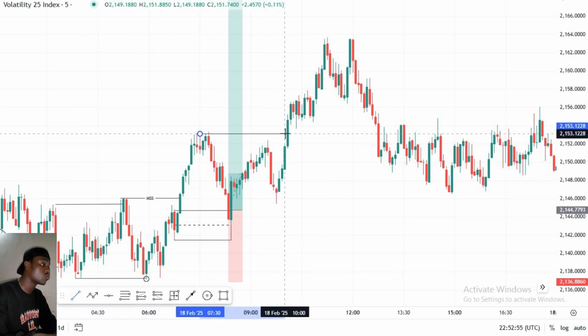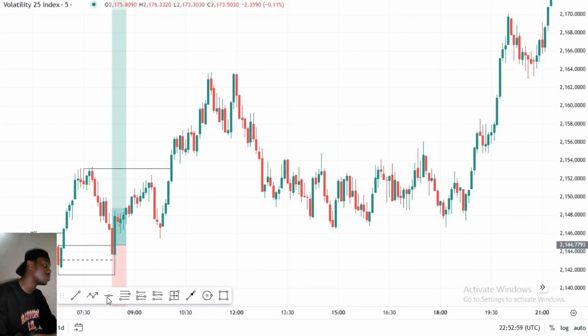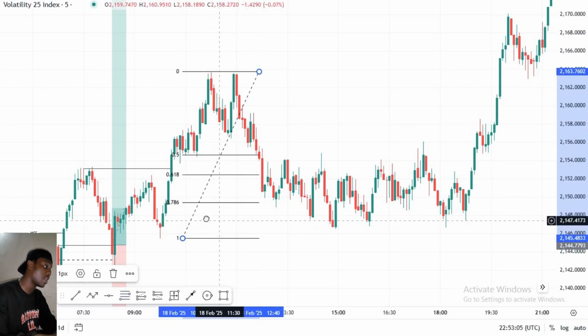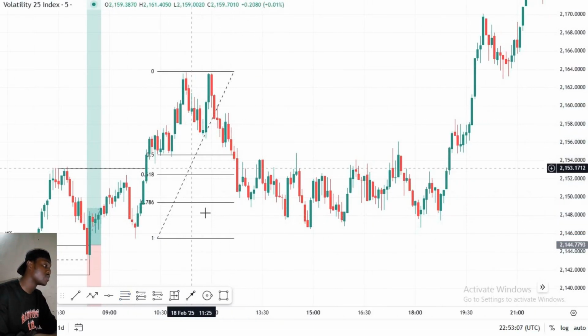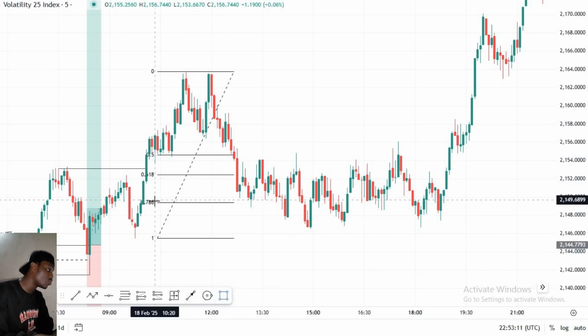So the market came and broke this structure again. When it broke this structure, we are looking for another entry. So I'm going to take our Fibonacci level from this high to this low, I mean from this low to this high. We are going to look for the 61 and 71.6 levels for this entry. Let's take the 71.6 level as our entry, covering this whole area of order flow.